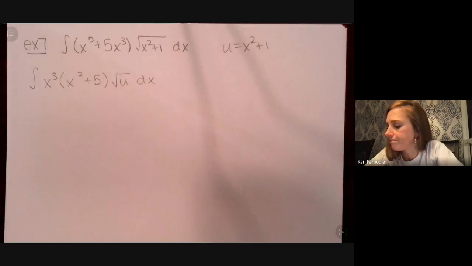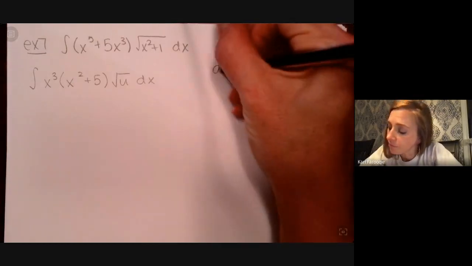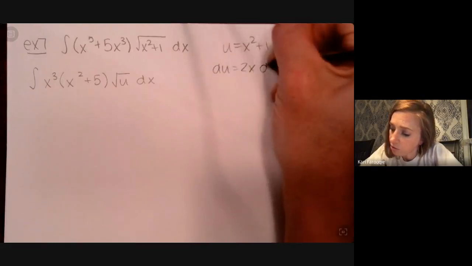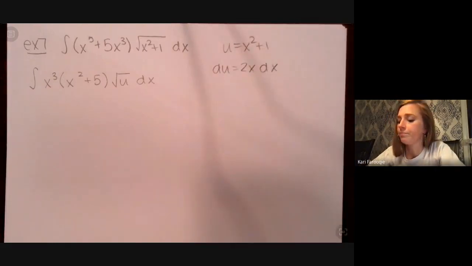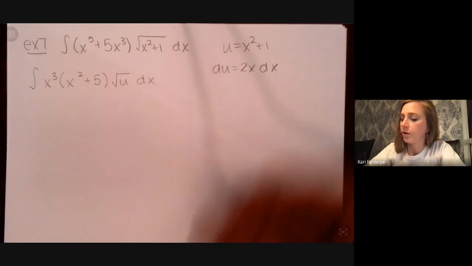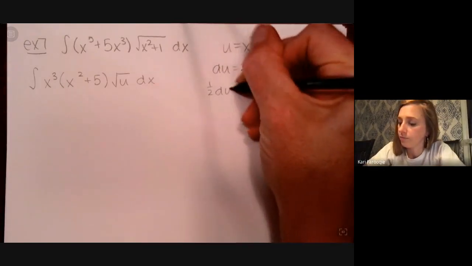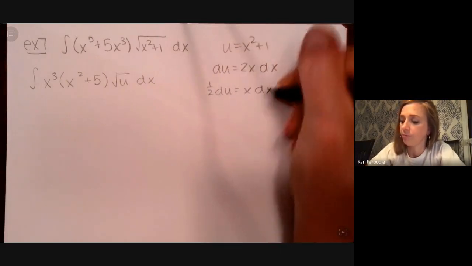Okay. But let's go ahead and find du because we want to sub out that dx. So du is 2x dx. 1/2 du is x dx.